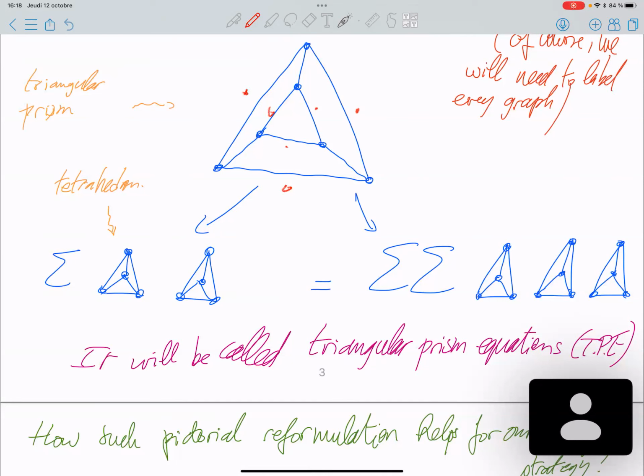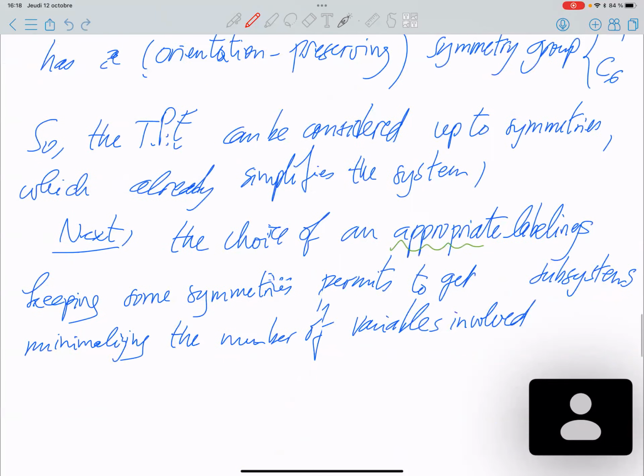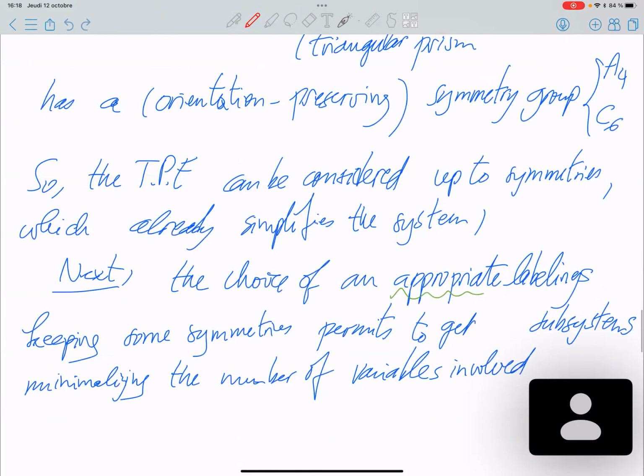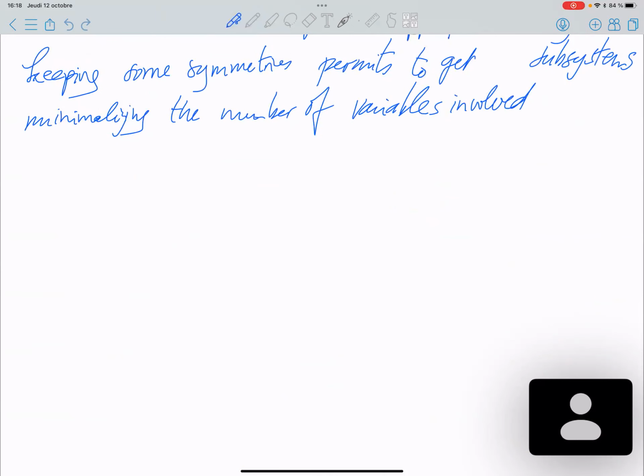Once you have labeled the triangular prism, you will get a labeling for the equation. This will label automatically every tetrahedron. So you only need to consider the labeling of the triangular prism, and you can consider the easiest label possible. You put the same label everywhere and you see what happens. Maybe if you put the same label everywhere, you will get a trivial equation of the form 0 equals 0. So maybe you need to introduce a small variation, etc. But we will see that later. But you see the idea how to minimize the number of variables like that. Okay.